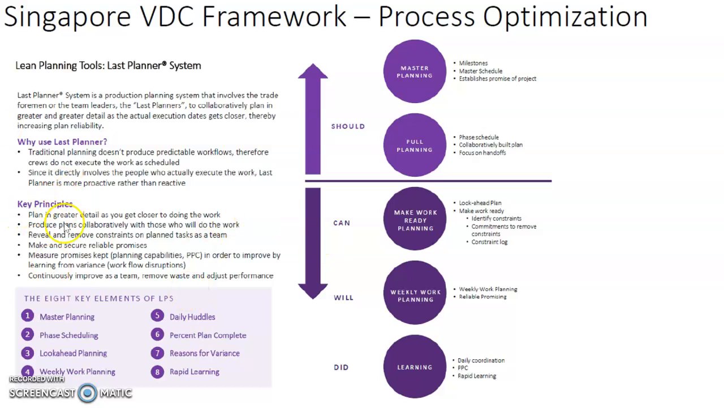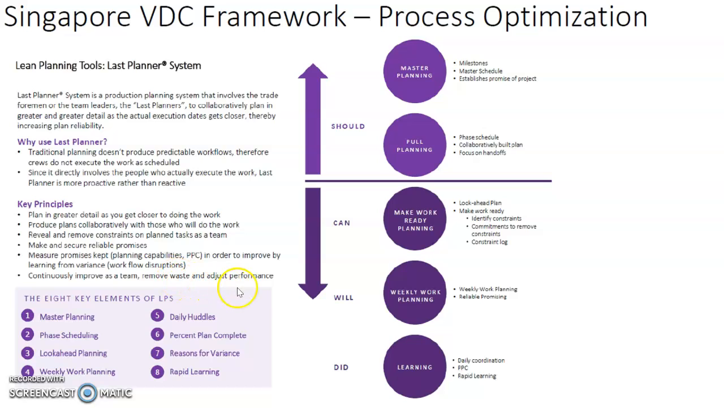So the key principles involved are that you plan in greater detail as you get closer to the date where you are doing the work, right? You produce the plan collaboratively with those who will do the work. You review and remove the constraints on the planned tasks as a team. And you make and secure reliable promises. You measure the promises that are kept in order to improve by learning from the variance. And you continuously improve as a team.